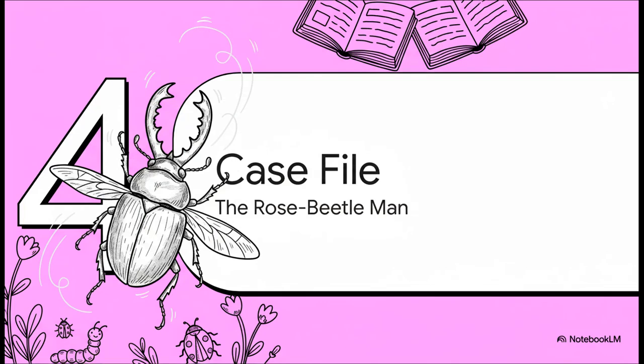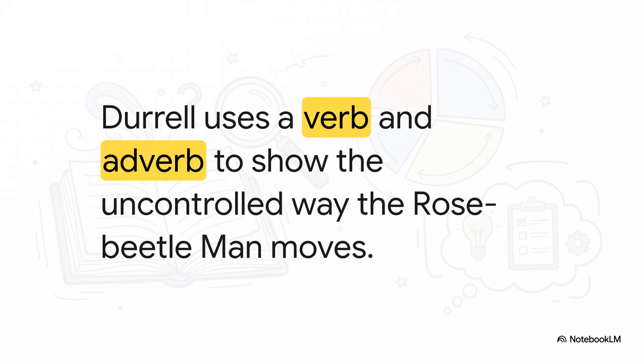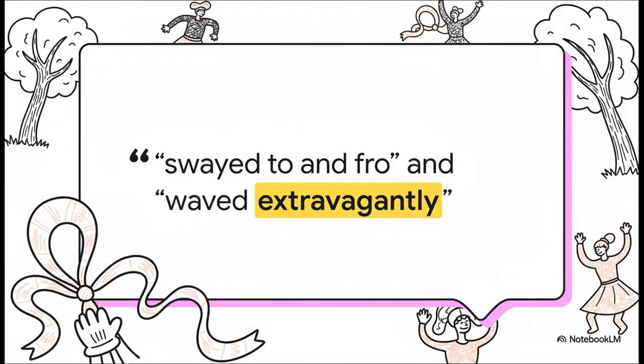Okay, let's put SQUID into action with a real case file. This is a little piece from Gerald Durrell's memoir, My Family and Other Animals, and it's describing a character he calls the Rose Beetle Man. All right, let's start with our statement. We're just going to state that the writer here is using very specific verbs and adverbs to show us how uncontrolled and kind of unique this character's movements are. Simple as that. Next up, our quote. We're just pulling the evidence straight from the text. Now, notice we're not using the whole paragraph, right? Just the most powerful little bits that prove our point: "swayed to and fro" and "waved extravagantly."